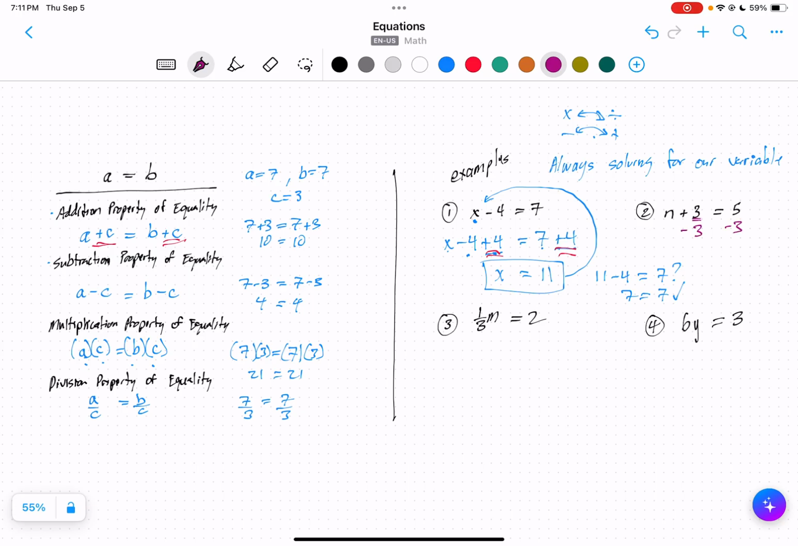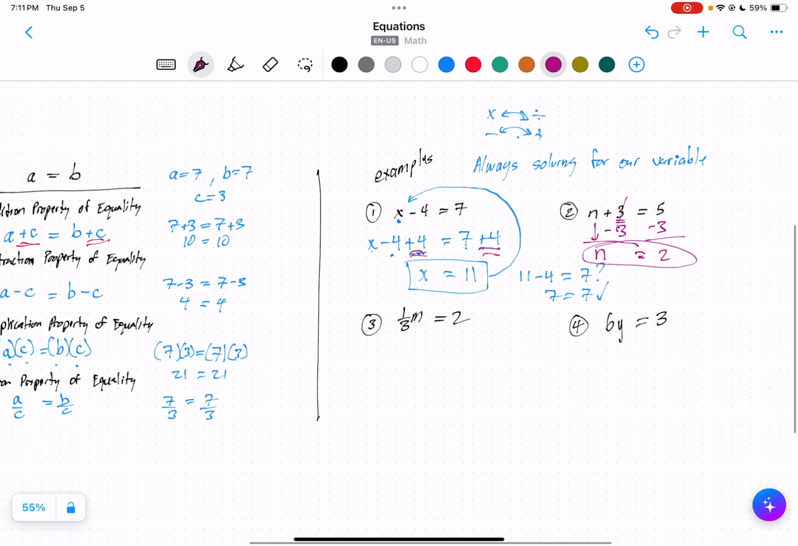And notice how I'm lining up my number with the other number. And the variable is by itself. So the variable just drops straight down, and we were left with n. And a positive 3 minus a 3, well, that kind of cancels out. And 5 minus 3 is going to give us the 2. So very quickly, there's our answer. Okay, so n is equal to 2.